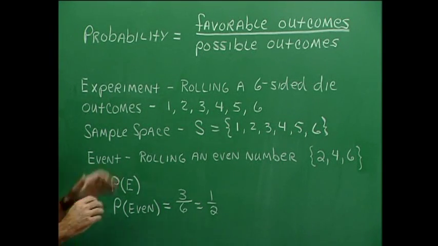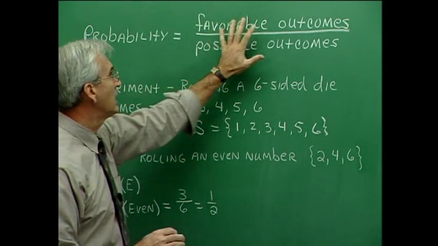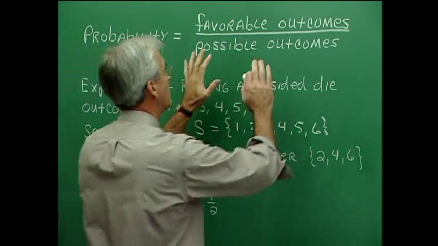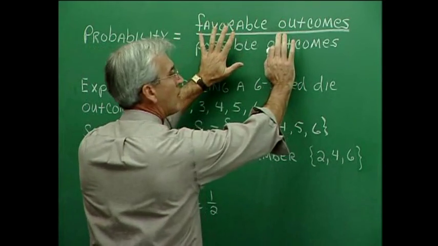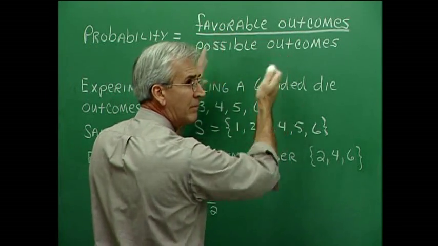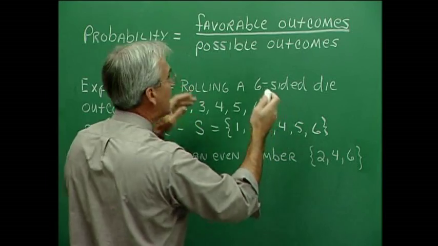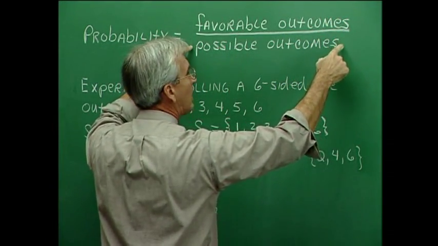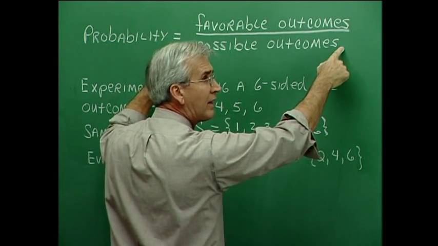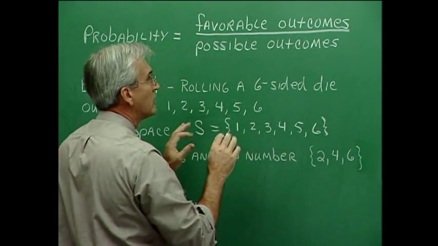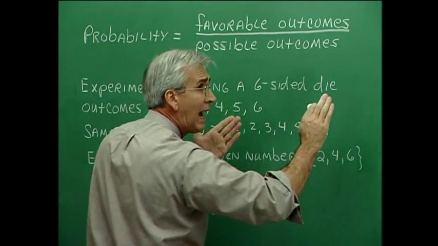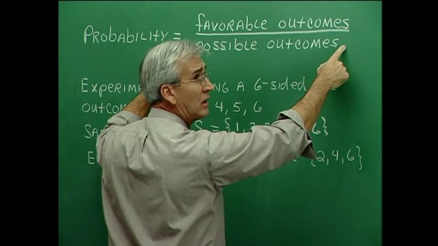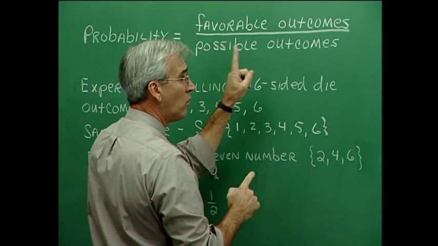Now, just by the nature of the fraction involved in calculating probabilities, we can probably recognize that the probability number is normally going to be a number between 0 and 1, because the favorable outcomes is generally a subset of the possible outcomes. Now, if a situation is assured, it will happen, then the favorable outcomes will be the same as the possible outcomes, and we'll have a probability of 1.